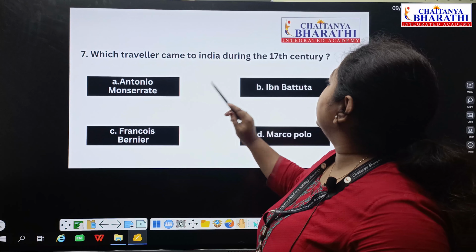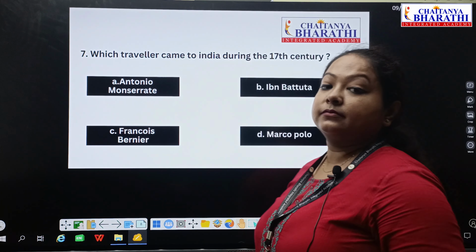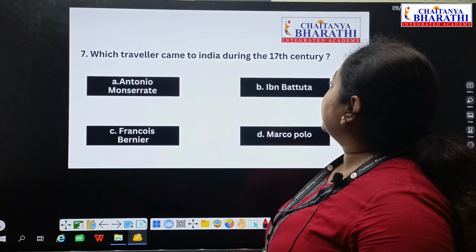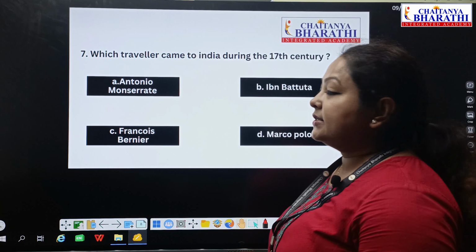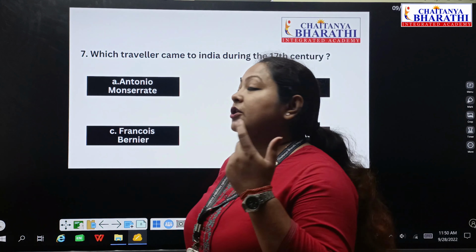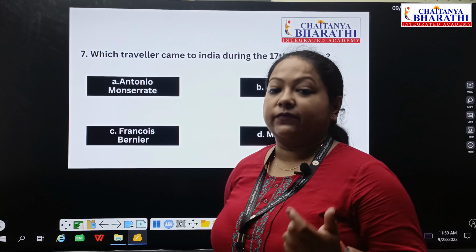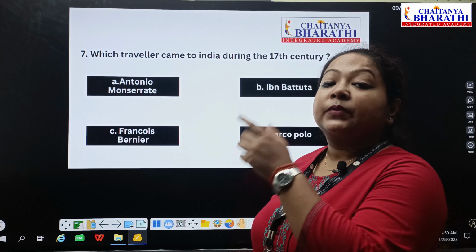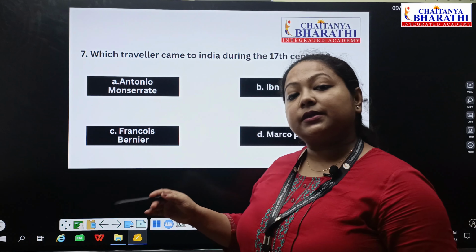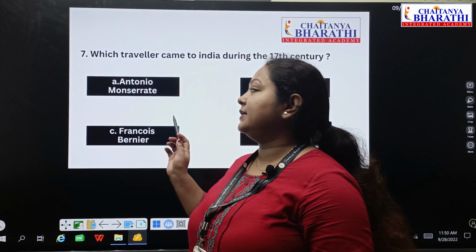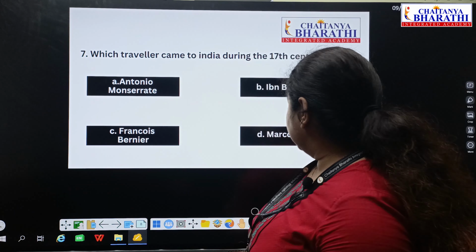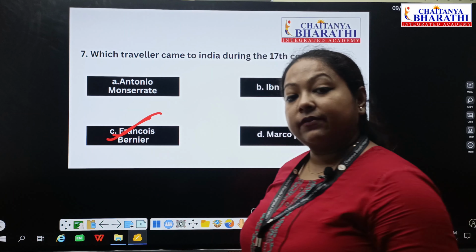Which traveller came to India during the 17th century? This is again another very important and direct question. If we look at the name of the chapter, it says through the eyes of the travellers from 10th to 17th century. That means the three travellers we have discussed here in the chapter. So, who was the third traveller who visited India in the 17th century? It is definitely Francois Bernier, isn't it? He travelled India in the 17th century.